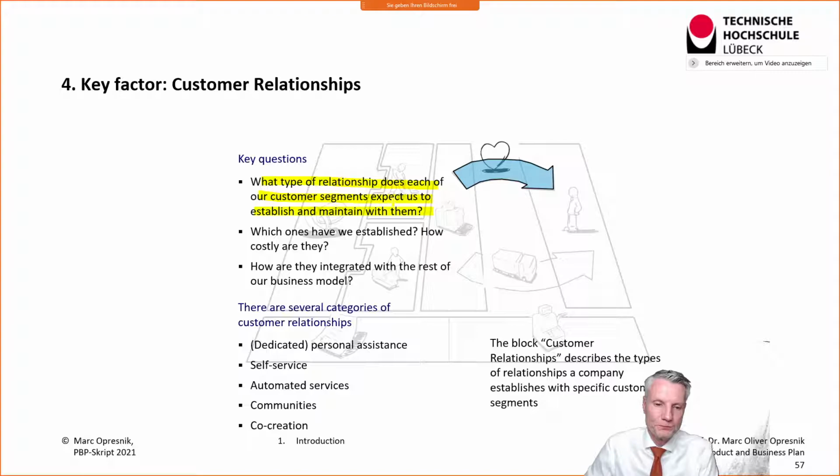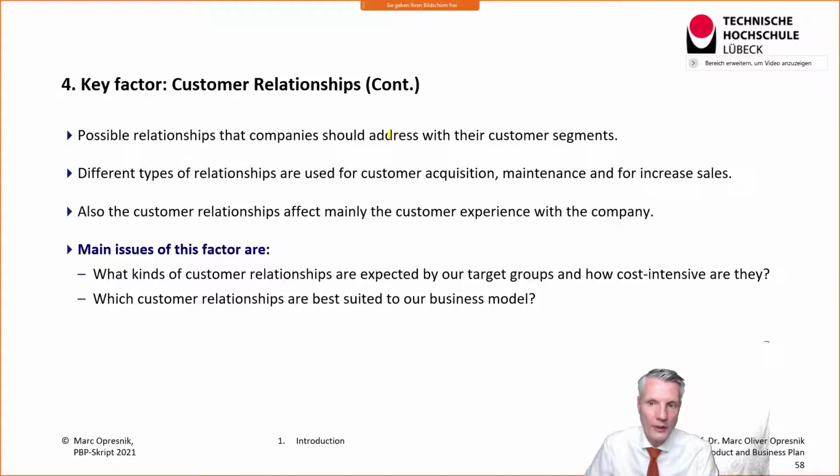And there are several categories or dimensions of customer relationships. One, dedicated personal assistance, so private one-on-one, self-service, so basically there is no interaction here, automated services, communities, or co-creation. To sum it up, the block customer relationships describes the types of relationships a company establishes with the specific customer segment. So, main issues are here, what kinds of customer relationships are expected, how cost intensive are they, we mentioned that, and which customer relationships are best suited to our business model.